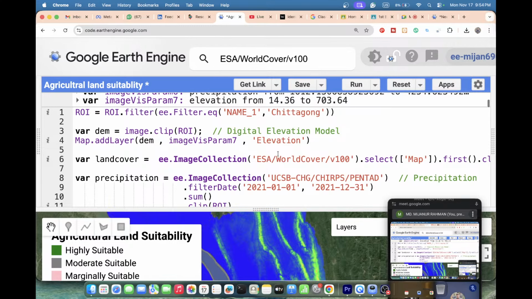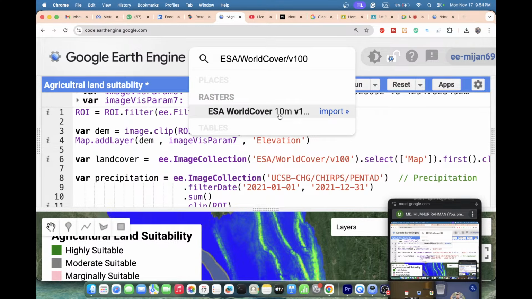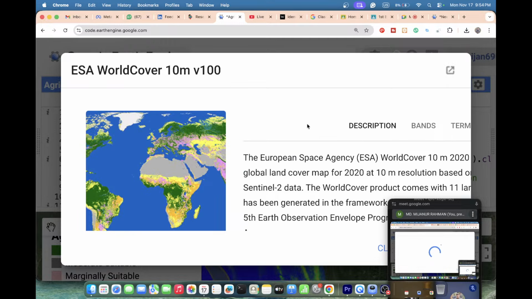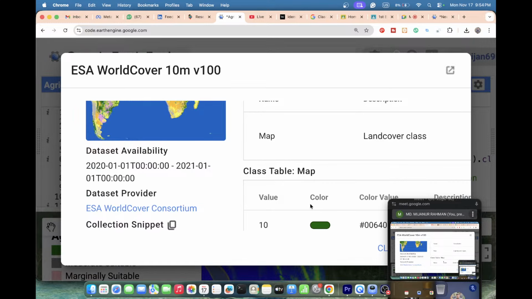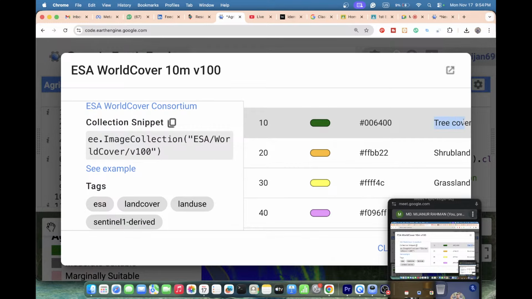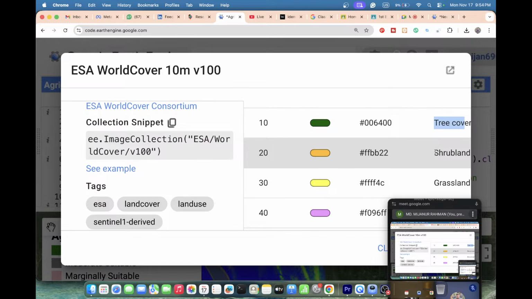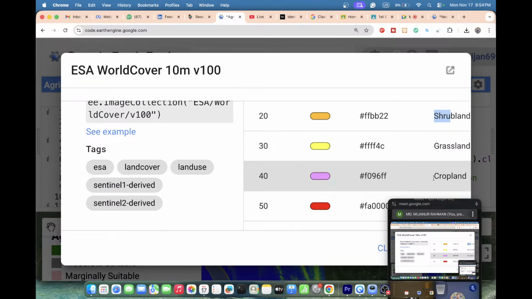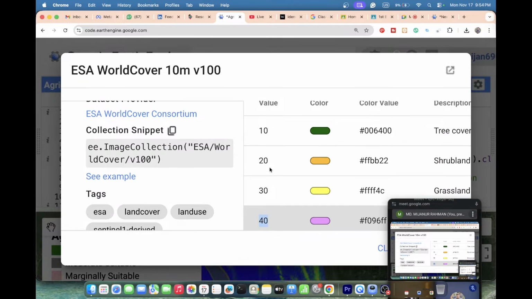Okay, if you check, this is the land cover data set. In the land cover data set, which class gives you the information for the cropland? We need to check it. So in this case, this is the tree cover, this is the shrubland, this is the grassland, this is the cropland. So cropland, this class number is 40. Okay, 40 is the class number or value.